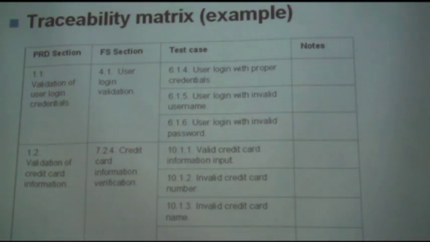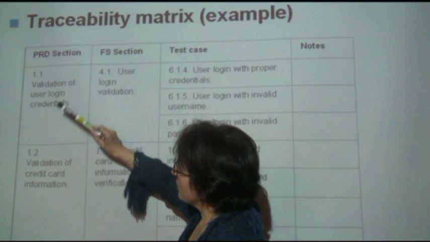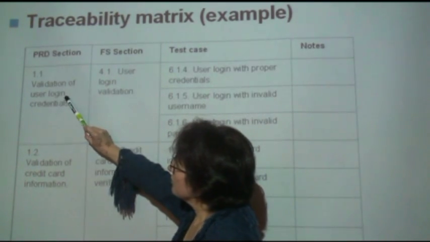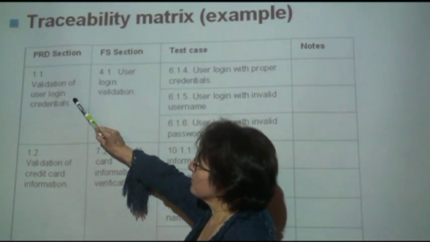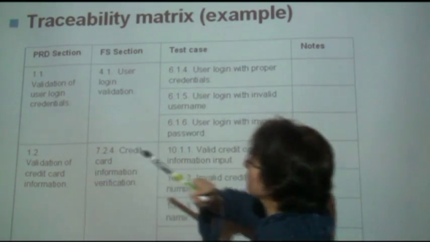This is a very rough example of a traceability matrix. And again, any format can be used. Excel is good, Word is good, any table format is good. You take your PRD sections and put them in this table. Each requirement in the PRD document is one cell here.